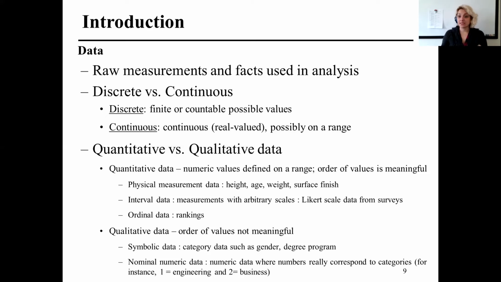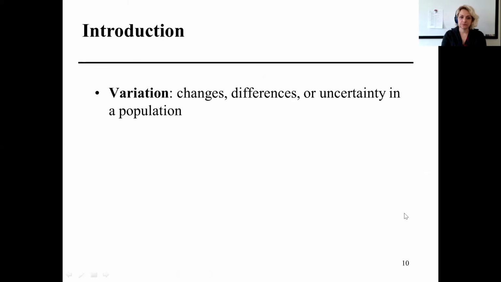It's like we would assign a number to them. And here you can say that there are symbolic data, category data such as gender, female, male, all of these ones, right? Degree program, as I said, the nominal numeric data. So, for example, we would say 1 is equal to engineering, 2 is equal to business, 3 is equal to arts. So that's the way that we can work with it.